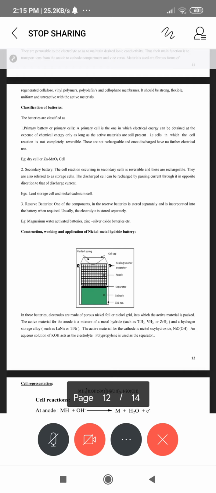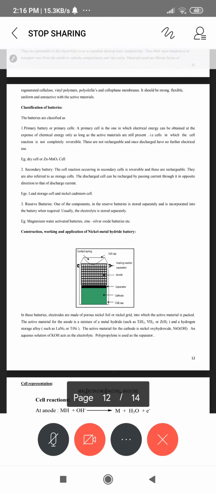In this finally you can write the cell notation. For the anode you will write metal hydroxide bar KOH bar nickel oxyhydroxide. So these are the cell notations you will write. So these cell characteristics and cell reactions, everything is over.